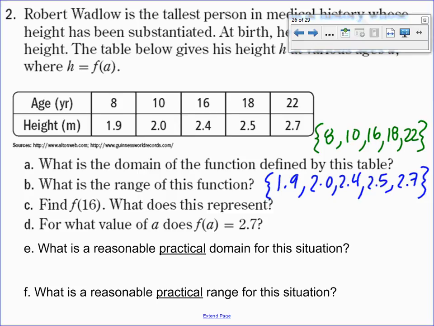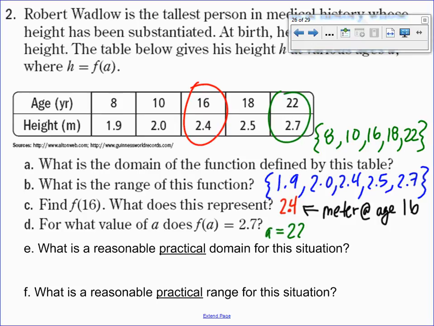Find f of 16. f of 16 is 2.4. What does it represent? His height in meters at age 16. So 2.4 meters tall at age 16. For what value of A does f of A equal 2.7? That's this point. A equals 22 years old.